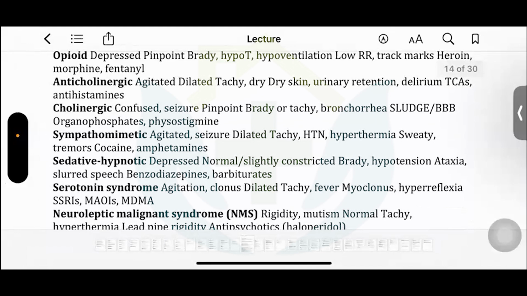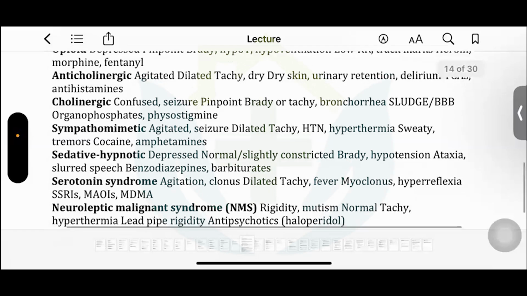hypotension, and dizzy and ataxic patient with slurred speech. Serotonin syndrome sometimes comes in the exams. Agitated patient with the clonus, dilated pupils, tachycardia, high grade fever, myoclonus, hyperreflexia. So SSRIs, MAO inhibitors, and MDMA, all of them can cause such a syndrome.